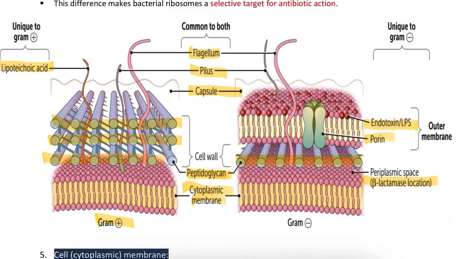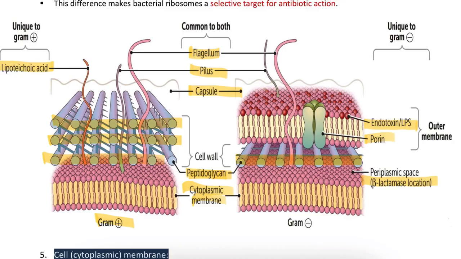Mostly, from the exam view for FMGE and these things, we have to focus on gram positive and gram negative. If anyone asks about thick peptidoglycan, you can say gram positive bacteria have thick peptidoglycan and it is targeted by penicillin. Next one, lipopolysaccharide or endotoxin. It is mostly seen in gram negative bacteria and targeted by immune activation. Next one, outer membrane. This is mostly seen in gram negative bacteria and acts as an antibiotic barrier.